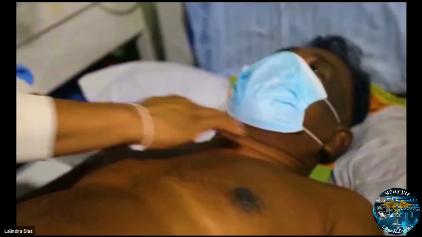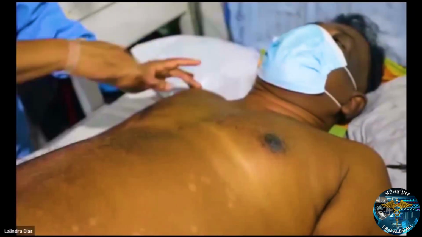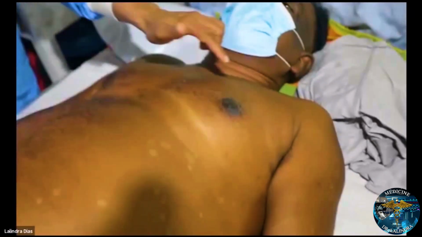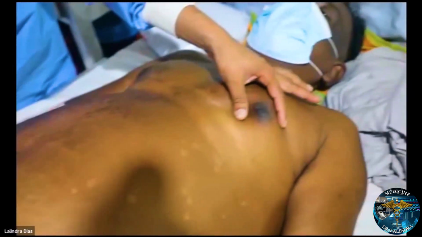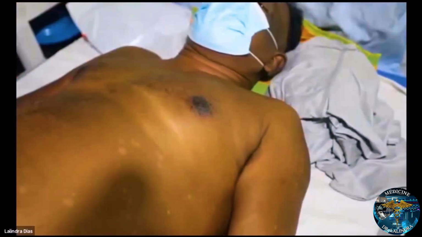Then you have to examine his upper chest, whether there are any red colored dots. Spider nevi. So you look for any spider nevi, red colored dots above the nipple level. He hasn't got them. Then you have to palpate his male breast and see whether he has got gynecomastia. He hasn't got any gynecomastia.